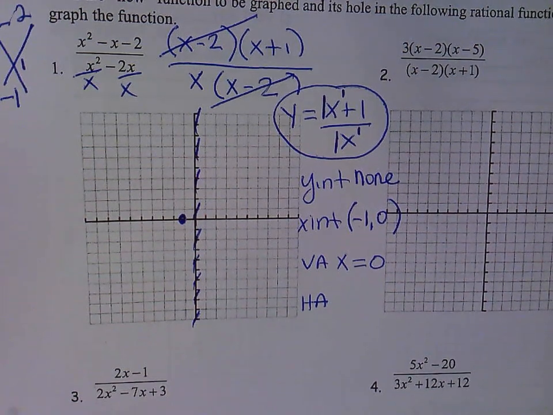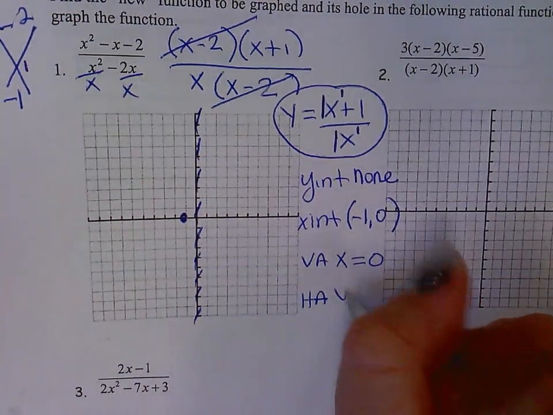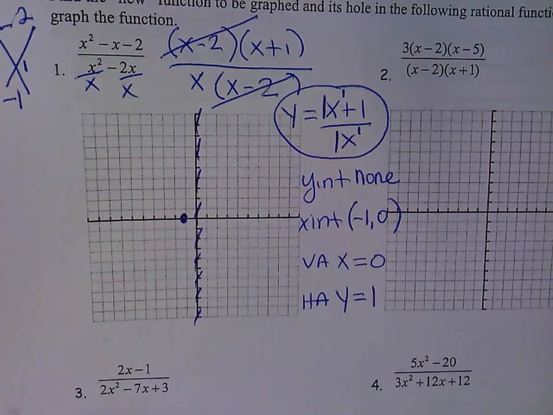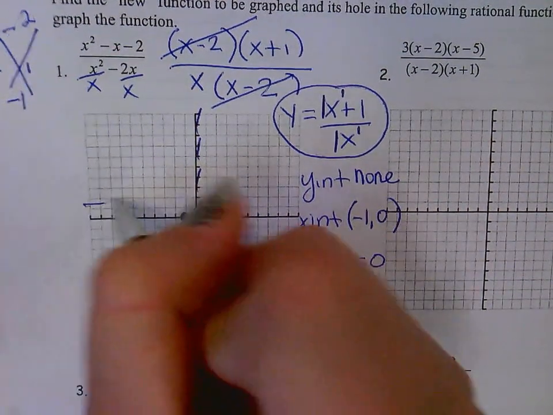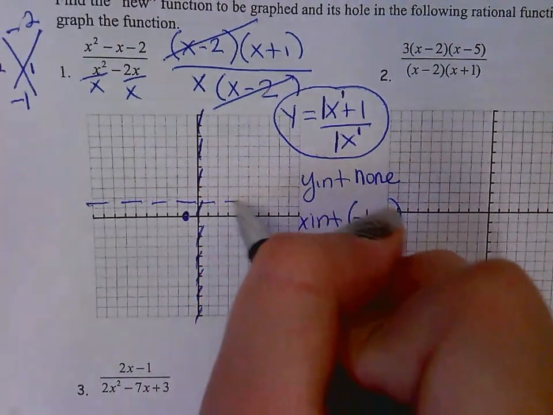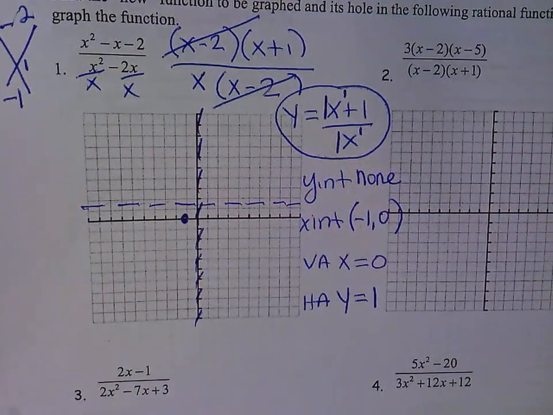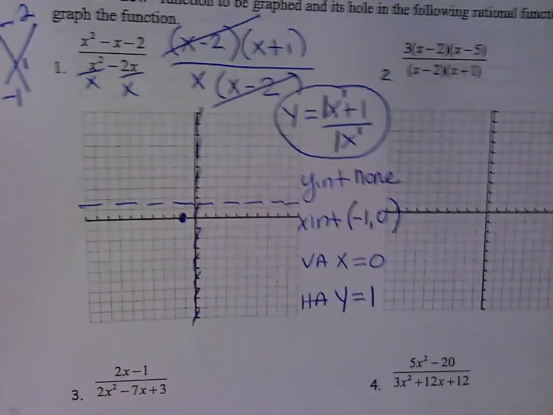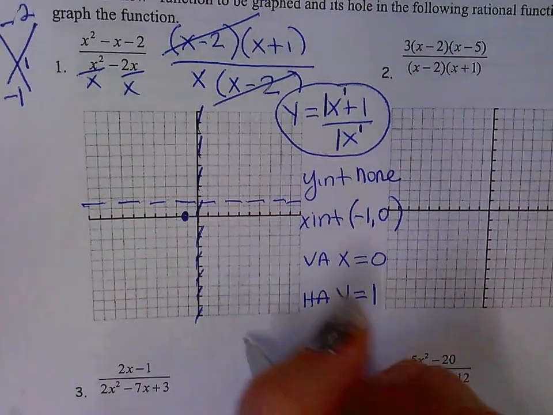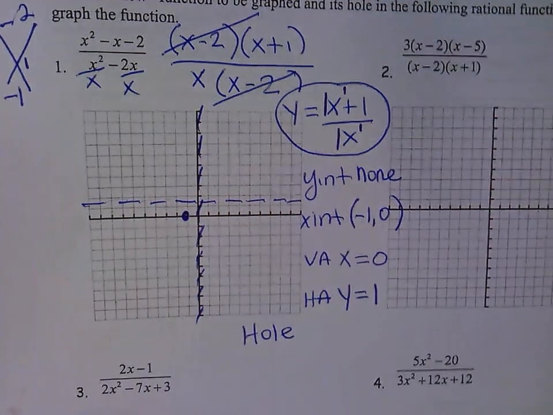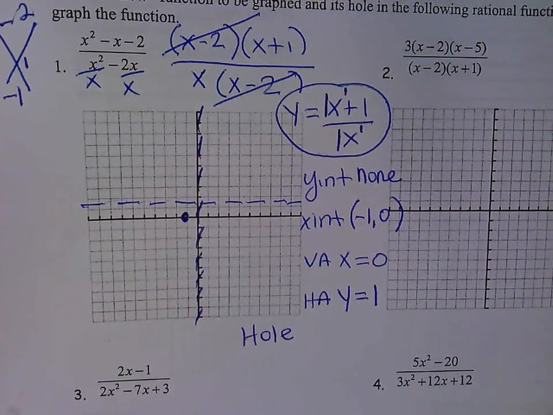So my horizontal asymptote would be at y equals 1 because 1 divided by 1 is 1. I'm not doing anything different yet, right? I went through that whole process so far, found all my asymptotes, found all my intercepts. Here's my last step before I try graphing this rational function.